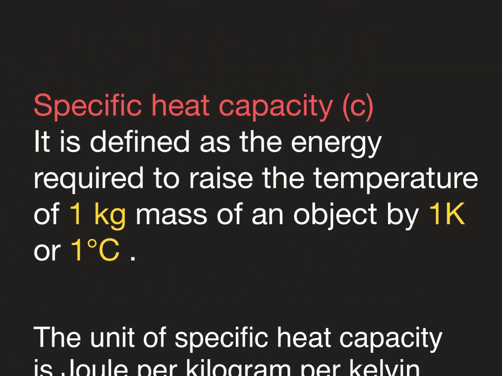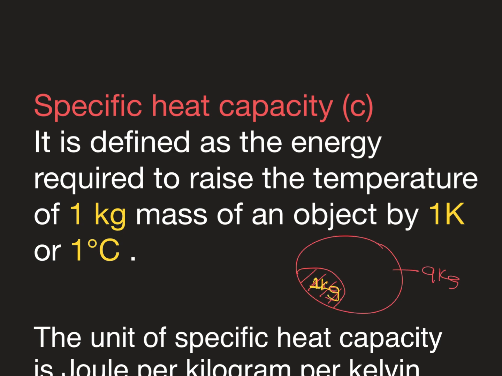So if you can recall, we've talked about the 9 kilogram mass of water when we were dealing with heat capacity. But let's say now, out of that 9 kilogram mass, we only want to know the amount of energy that is required to increase the temperature of just 1 kilogram mass by 1 Kelvin or by 1 degree Celsius. That is called specific heat capacity.